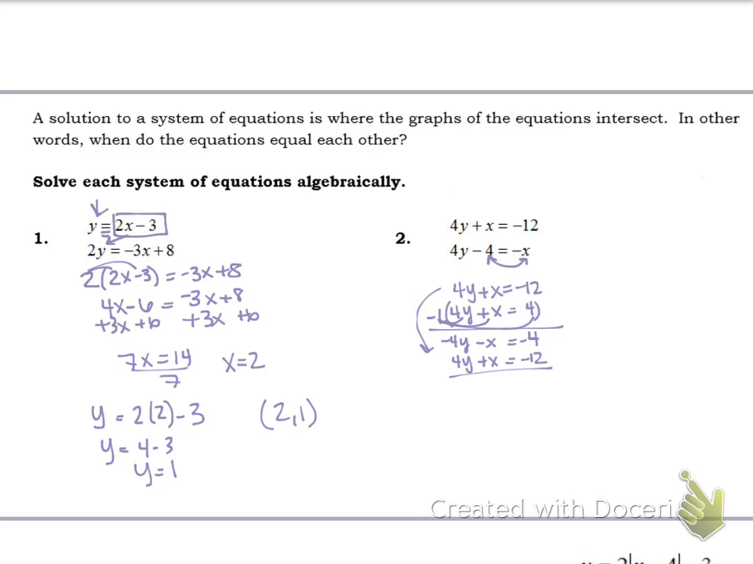So now when I add going down, my y's cancel, and my x's cancel. So I have a 0 left over here, and this gets me negative 16. Will 0 ever equal negative 16? No, so these lines will actually never cross.